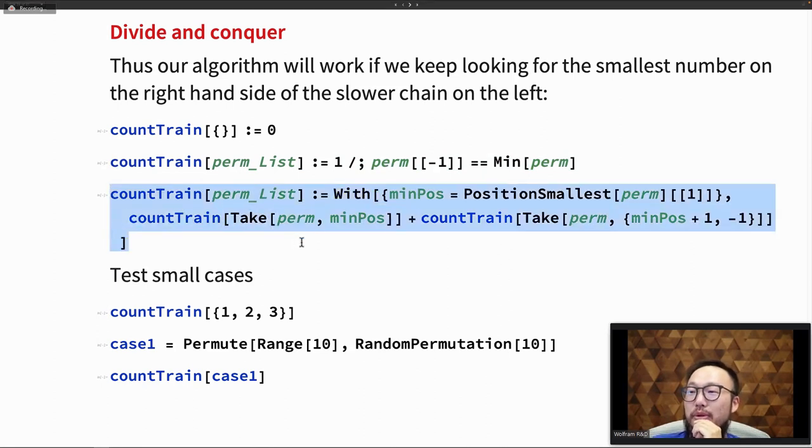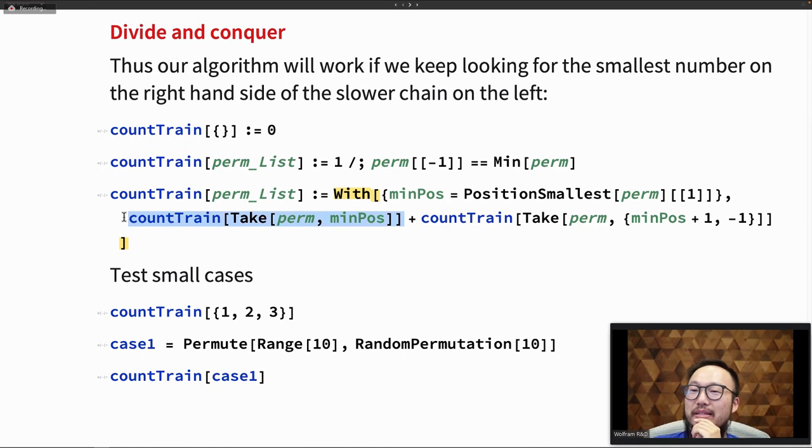And then we do the recursive thing: we need to find where the smallest number in the list is. And that number will break the chain into two parts. For example, if we have 6, 4, 1, 3, 5, let's just write it down.